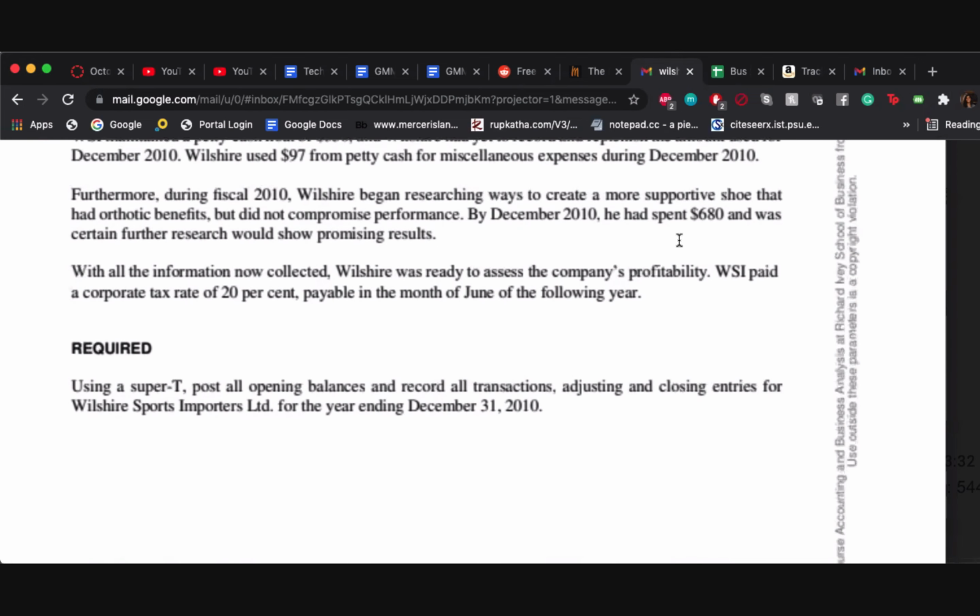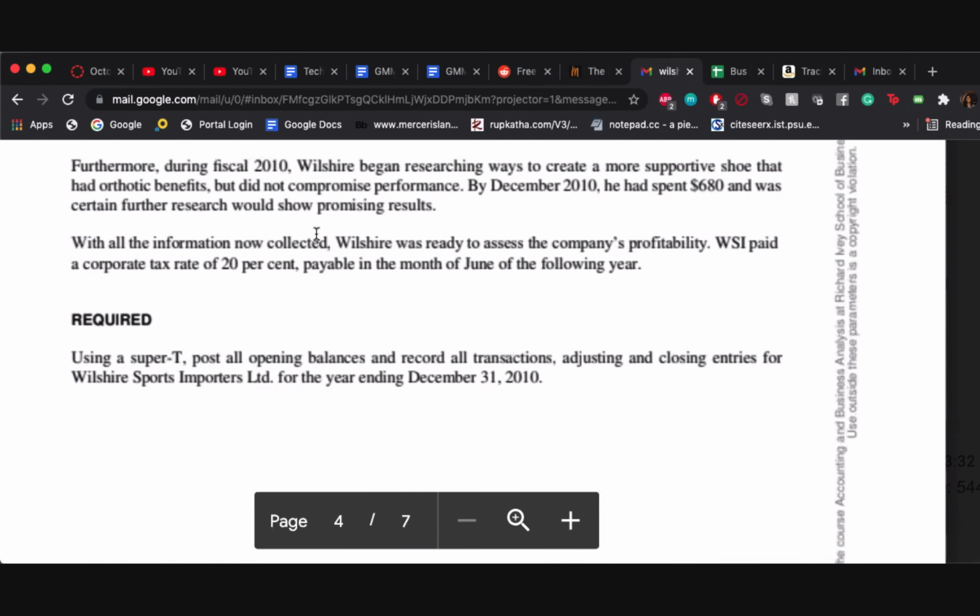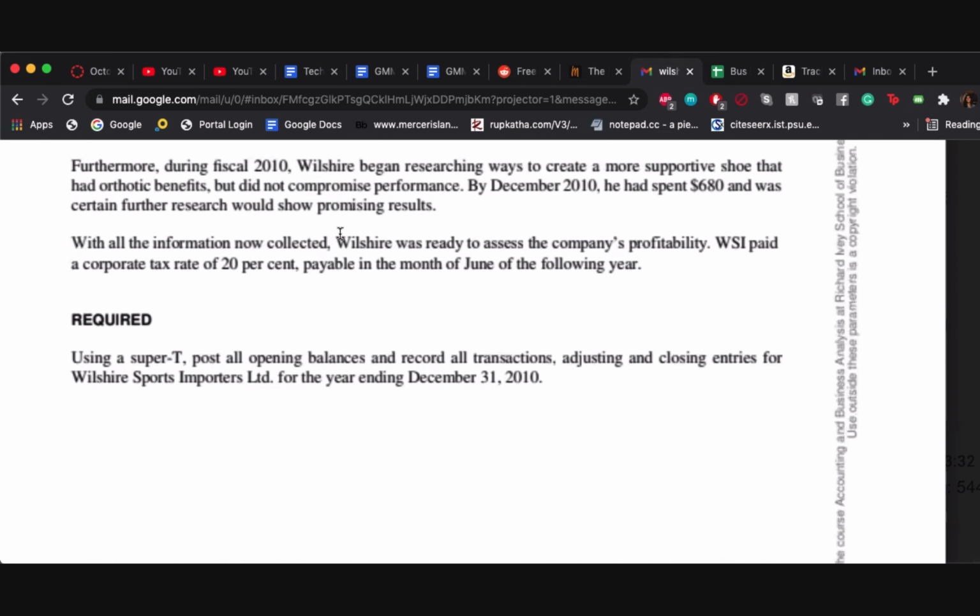Next he had spent 680 and was certain that further results would show from the exact same thing. You just credit your cash and you debit research expense.